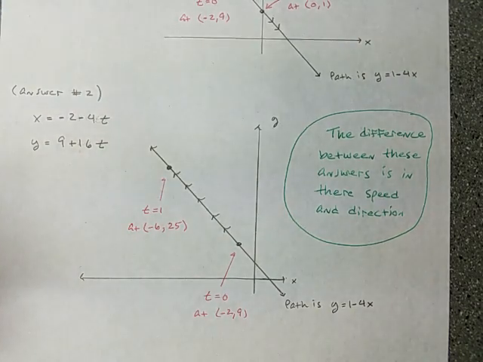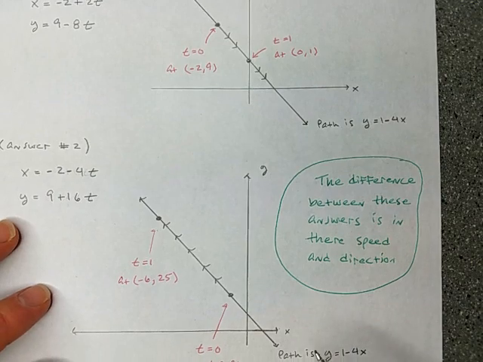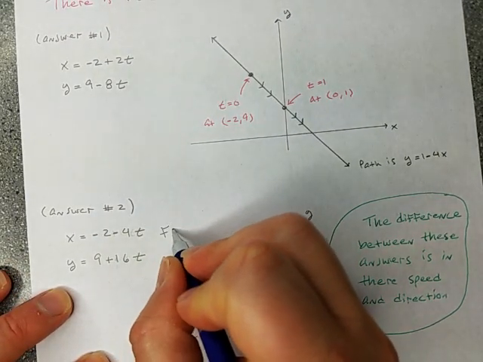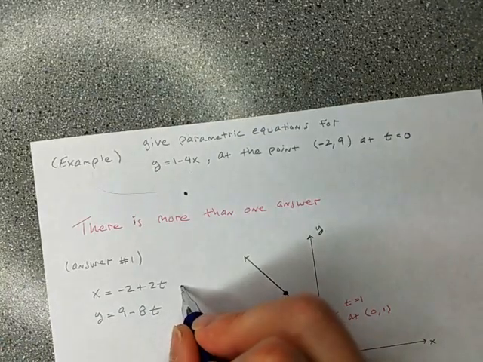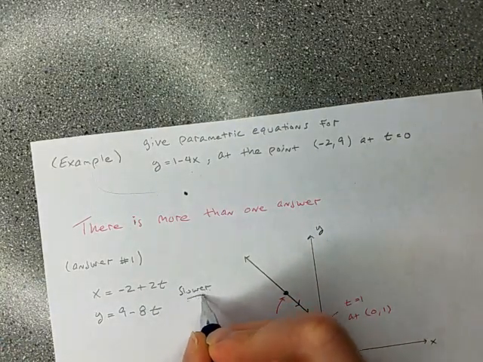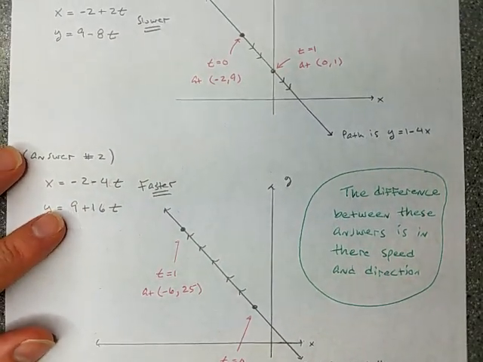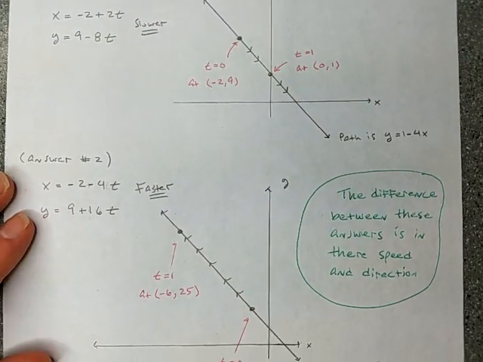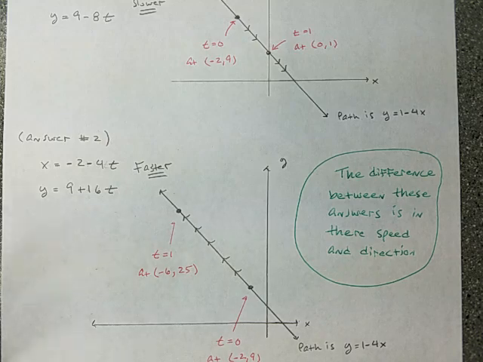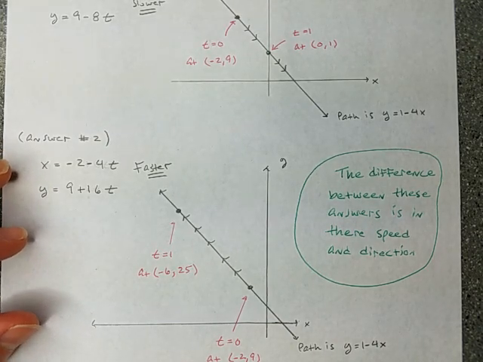So the difference between these, although they both count as answers to that question, is in their speed and direction. This one is faster. Okay? This one is slower. This one is motion to the right. This one's motion to the left. Other than that, they do the same thing. Okay? All right, so that's how that last question can have 2 answers, or 3 answers, or as many answers as you want. And there's a little bit of an explanation of the difference between them.